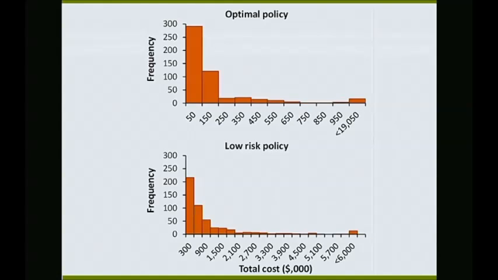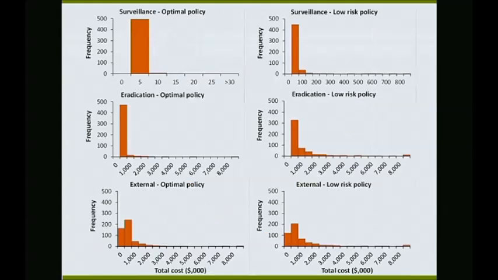So we've got some more analysis to do on that, and I need to finish. And these are just what's happening to the other costs, the distribution of other costs for the Monte Carlo simulation. So we can break the cost down into surveillance, eradication, and external costs, and we could do this for the optimal policy and what we're calling the low risk policy.